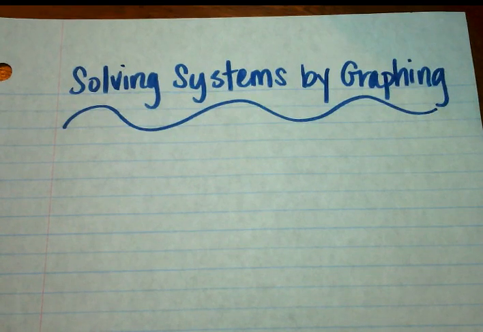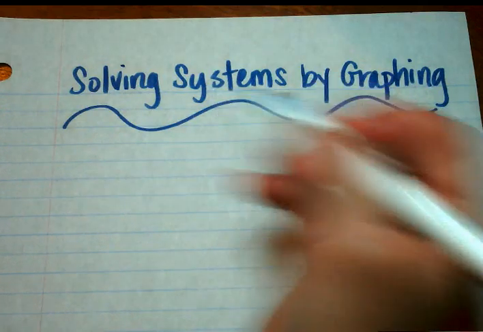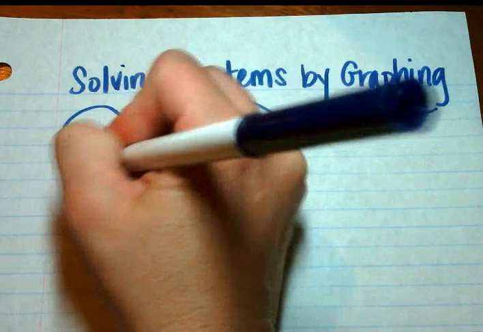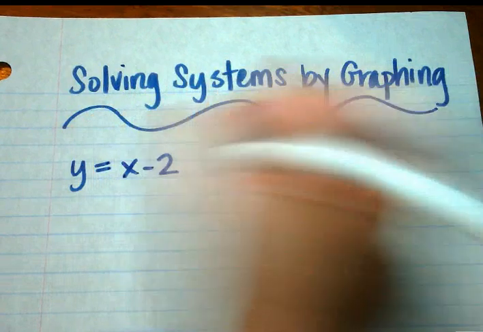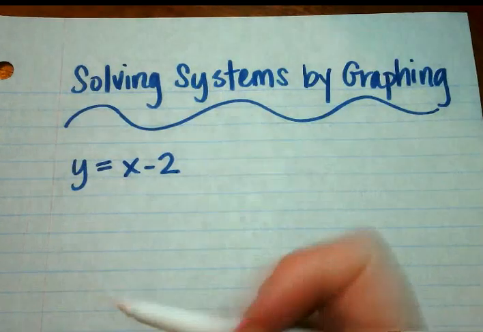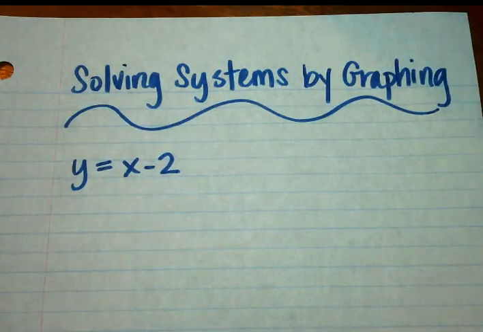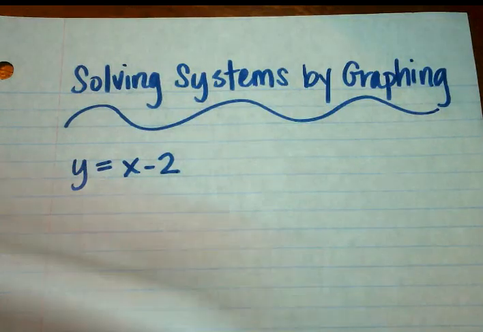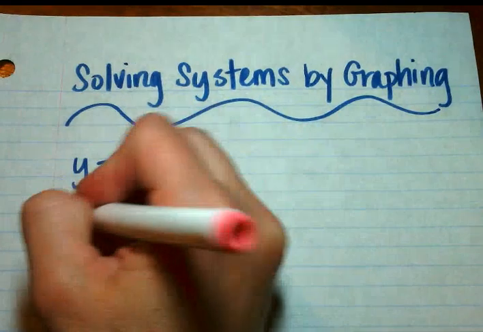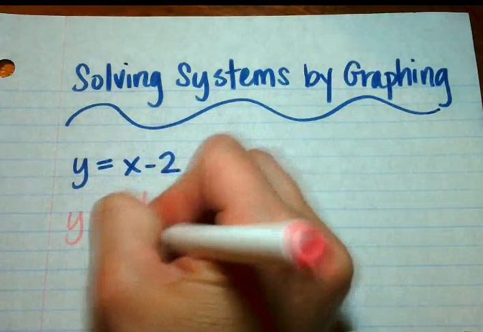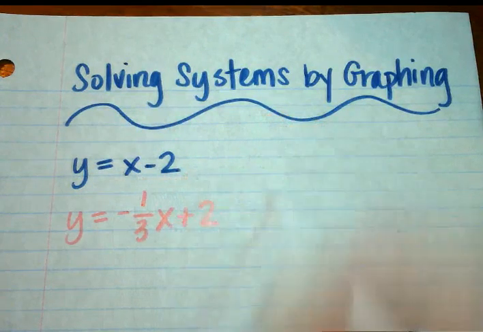And when we solve systems by graphing, basically what we're going to do is graph the two equations that were given on the same coordinate plane, and then we're going to look for where they meet. So I'm going to do a little bit of color coding so you can follow my two equations. Let's say one equation is y equals x minus 2. And the other one is y equals negative 1/3 x plus 2.